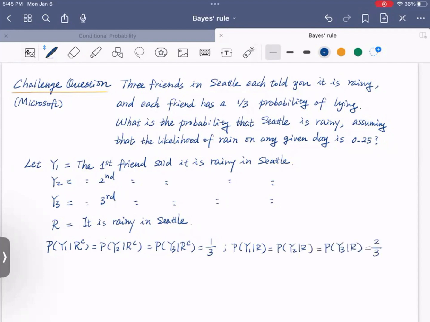And finally, we also know that the probability that Seattle is raining is 0.25. And we want to know this probability. What is the probability that Seattle is raining if all of your 3 friends told you that it is raining? So you want to answer this question: P of R given Y1 intersect Y2 intersect Y3. This is the question you want to answer.